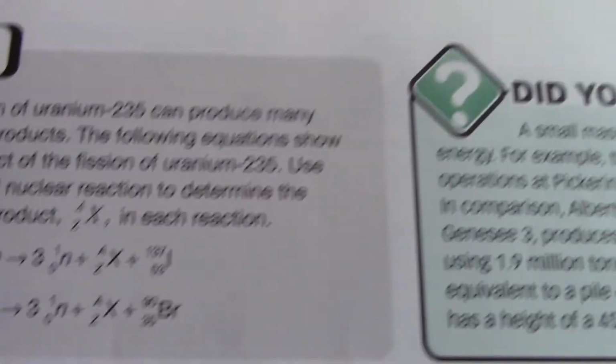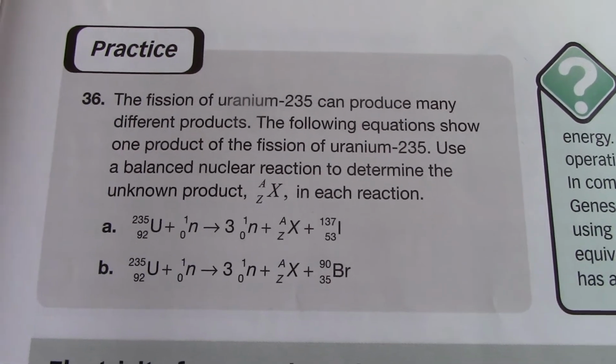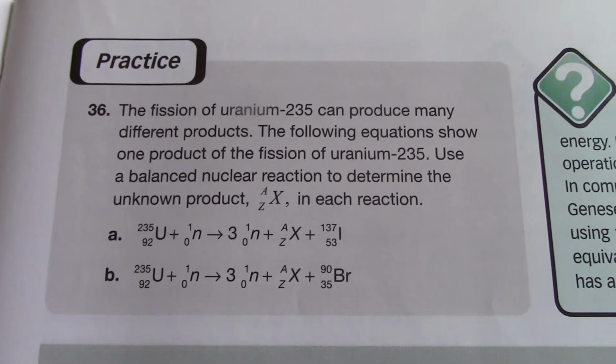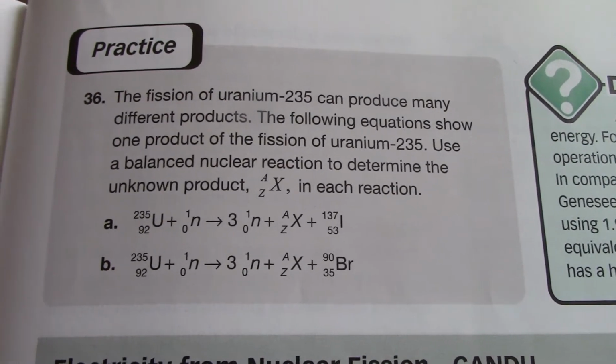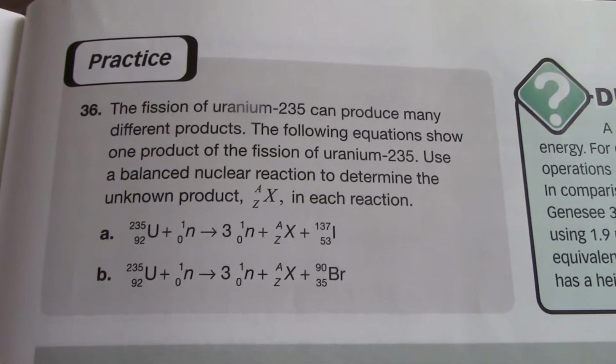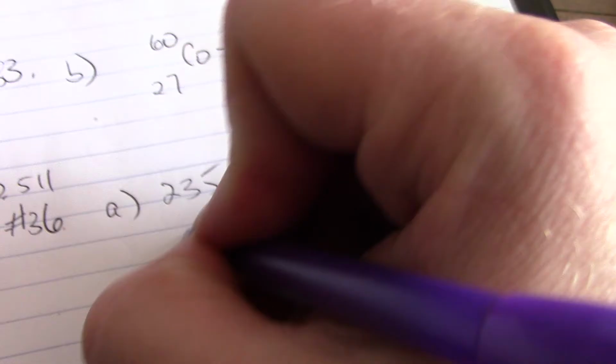So this says the fission of uranium-235 can produce many different products. The following equations show one product of the fission of uranium-235. Use a balanced nuclear reaction to determine the unknown product. Okay, so A gives us uranium-235 as a reactant, and we're going to smash a neutron into it.